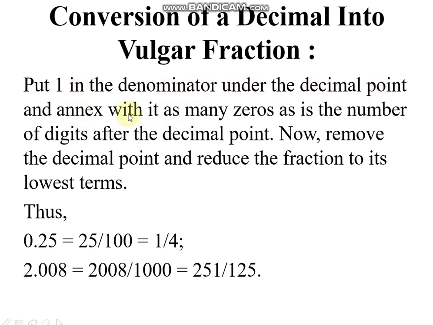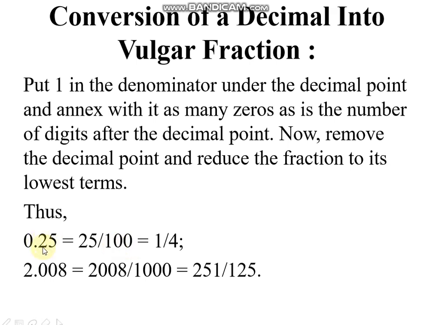So conversion of decimal into vulgar fraction we can do using 1 in the denominator under the decimal point and annex with it as many zeros as the number of digits after the decimal point. Now remove the decimal point and reduce the fraction into its lowest term. For example, 0.25 is there. So two digits are there after the decimal, right? So put the 1 in the denominator and two zeros we have to add.